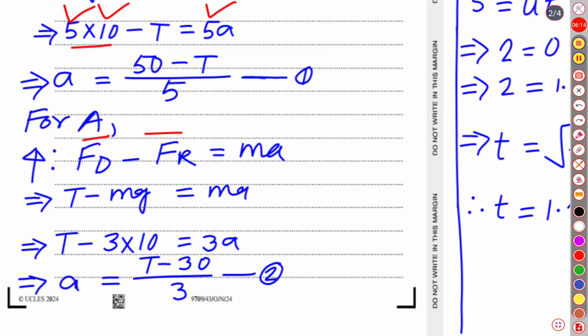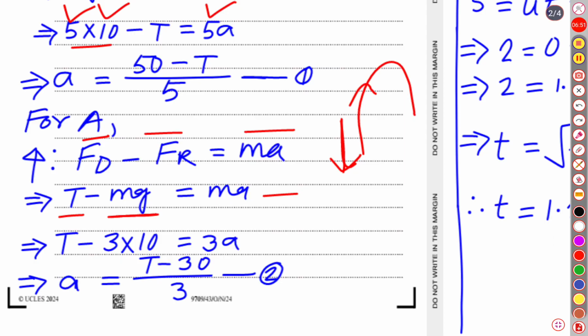Driving force minus resistance force is equal to mass into acceleration. I have already shown that the driving force is the tension, which is moving it upward, whereas the weight is causing resistance. Weight is moving it downward, that's why weight is the resistance force. So the driving force is tension minus the resistance force, which is only weight, because there is no other external force acting on the system.